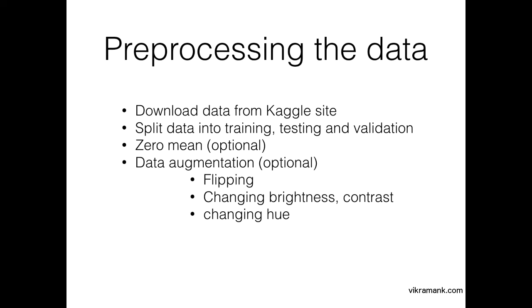After downloading your data, you need to split your data into three different sets: training, testing and validation. The majority of the data would lie in the training phase, about 70%, testing data would be around 20%, and the rest 10% for the validation data set.